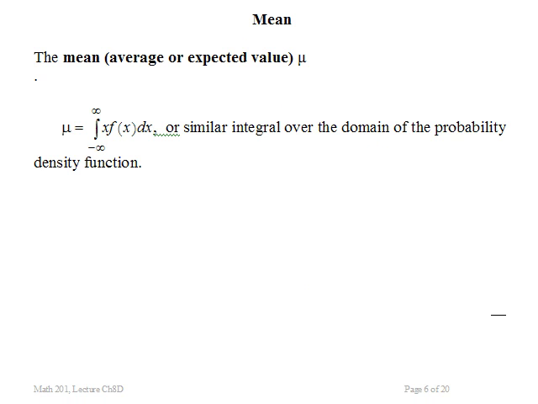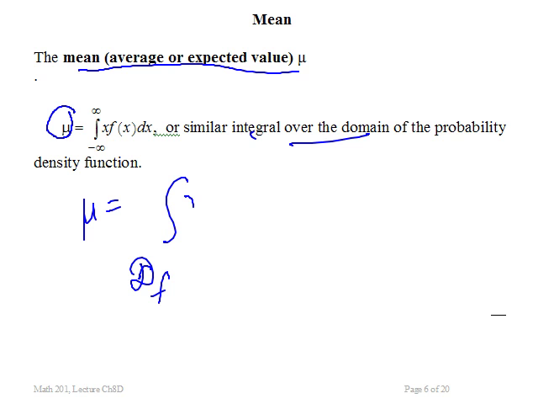Along with this probability density function are two average values. One's called the median and one is called the mean. The mean is the average or expected value of the function. It is calculated as the integral over the domain of x times f of x dx, denoted with the Greek letter mu. So mu is the integral over the domain of x times f of x dx. If this looks a little bit like a moment, it is. If you remember the lecture on centers of mass, this is a moment.